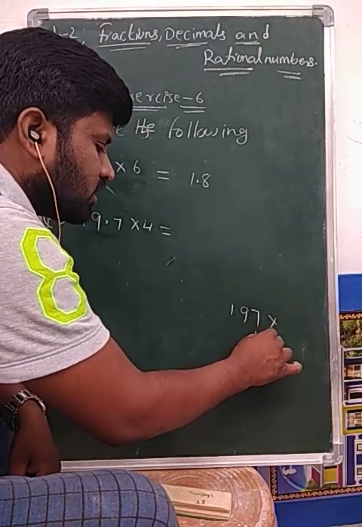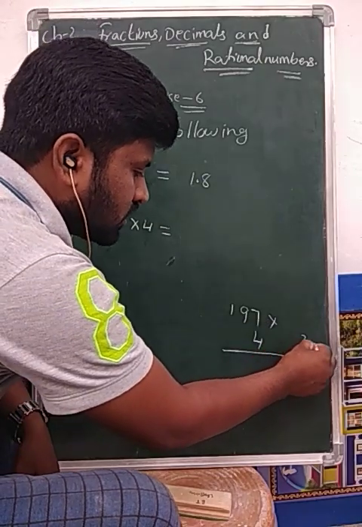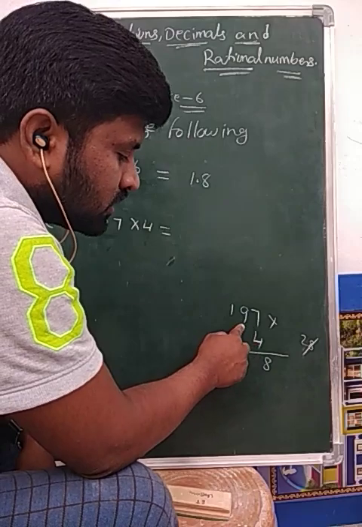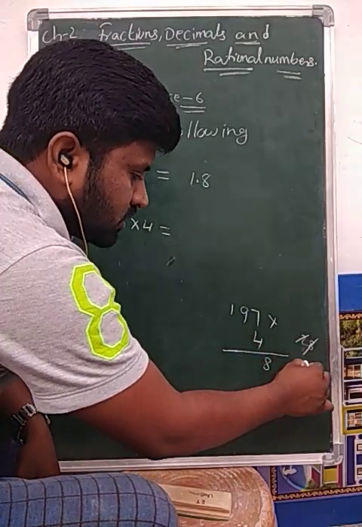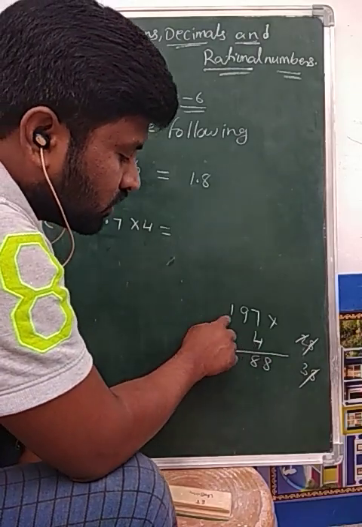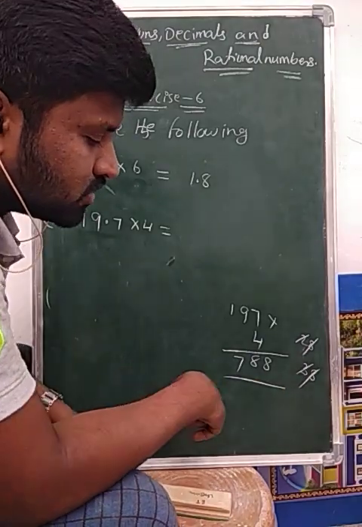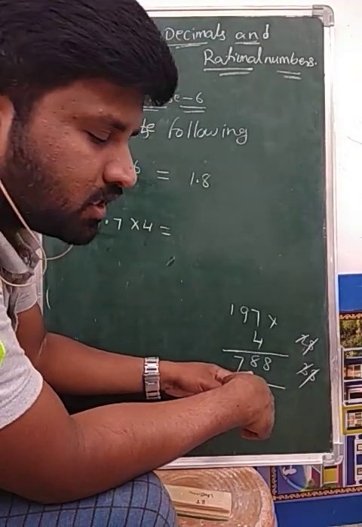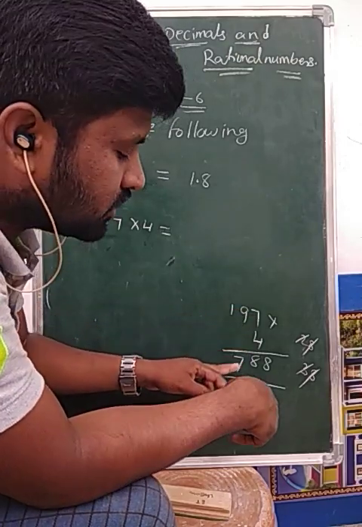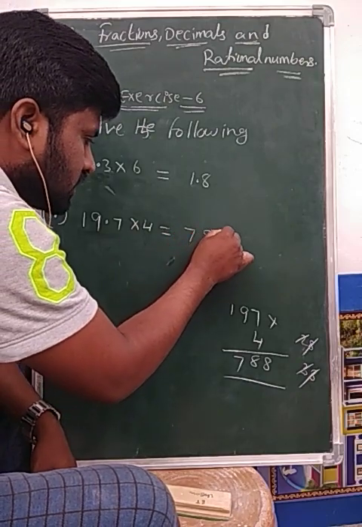Just multiply 197 with 4. 4 sevens are 28, 8 here. 4 nines are 36, 36 plus the carried 2 is 38. Again cancel it and write here. 4 ones are 4, 4 plus 3 that is 7. We get 788, the product of 197 and 4.